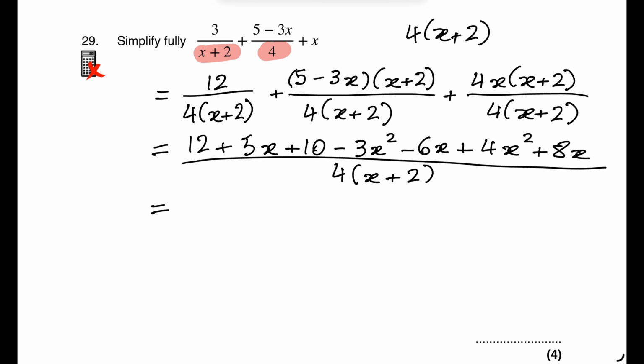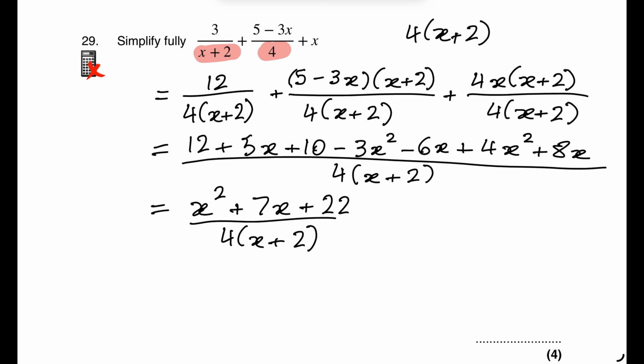Okay, now let's tidy up our terms a bit. We have 4x squared take away 3x squared. That's 1x squared. Then, let's keep track of our x terms. We have 5x, take away 6x, that's negative 1x, add 8x, so that's 7x total. Then we have 12 add 10, that's 22, so we have a plus 22 there. And then that's over 4x plus 2.